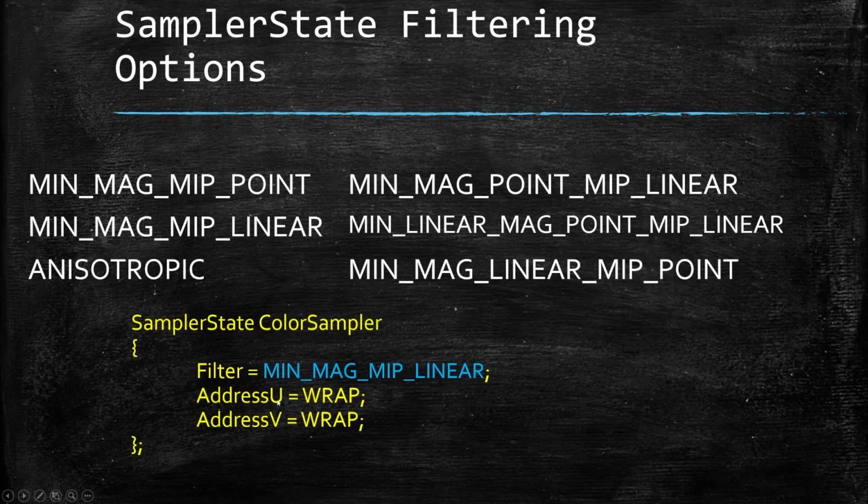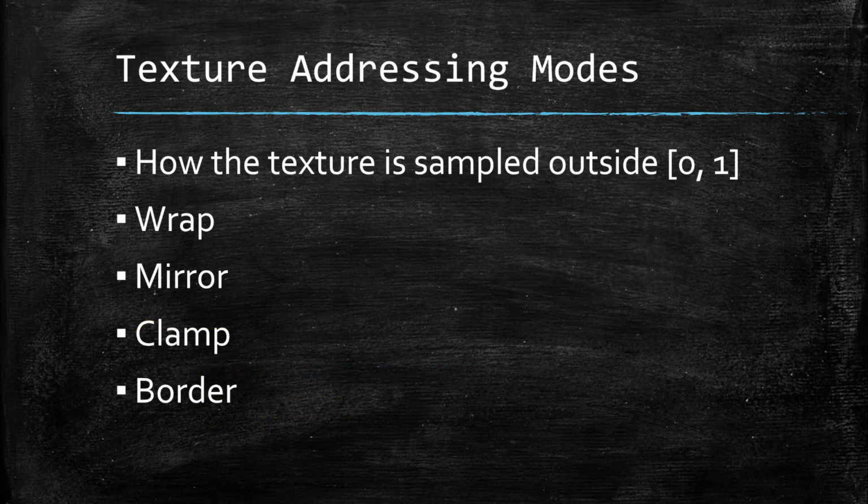But what about this address U and address V? We're still doing them with wrapping. Now, what do you do if the texture coordinates are outside 0 to 1? They could go negative, no problem, and they could get larger than 1. It could go 0, 1, 1.5, 1.2. Well, this tells the renderer what to do, and there are 4 different methods you can use. You can do a wrap, a mirror, a clamp, or a border. Let's take a look at each one of these.